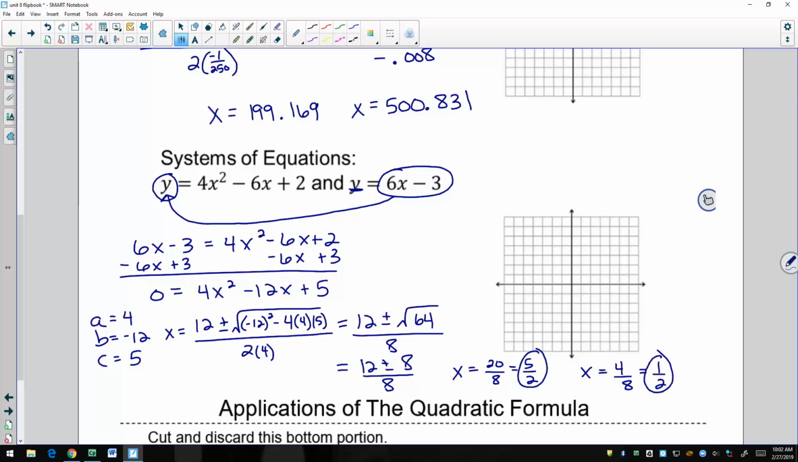And that is it for working with the quadratic formula. And so we're done really for this unit. So be prepared for a review and a test soon.